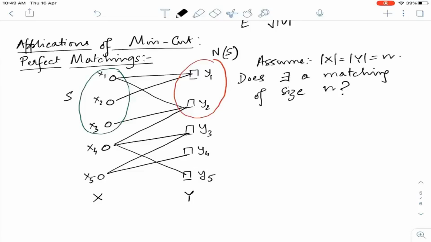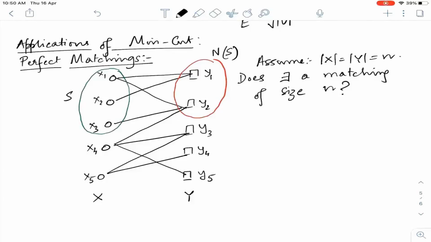So the existence of this set S in this graph is a bottleneck for the existence of a perfect matching. And immediately, if I can produce such a set, then I can claim that a perfect matching cannot exist in the graph. Okay.